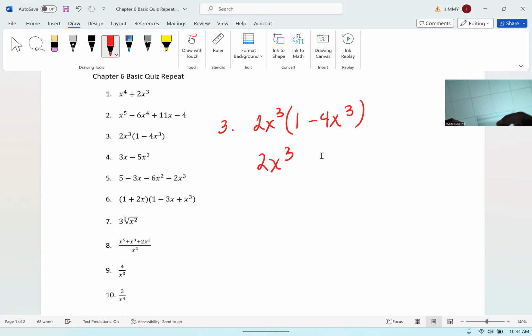So we got here, we just go ahead and distribute. Very easy, straightforward. And then we have minus 8x to the 6 here. So this is y. Y prime equals 6x squared minus 48x to the 5th. That's it.